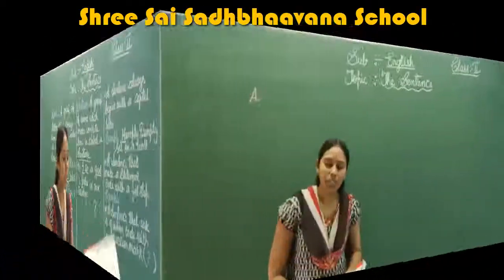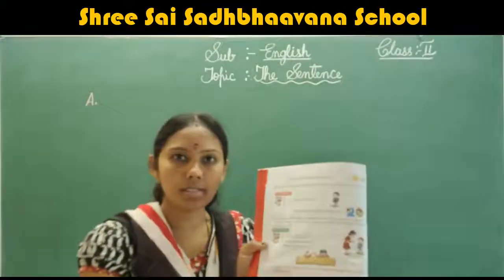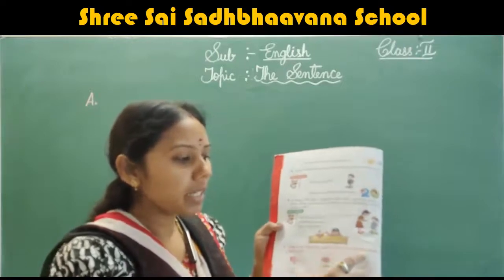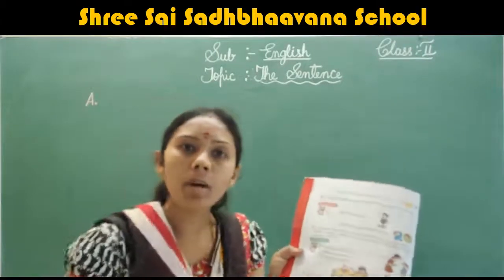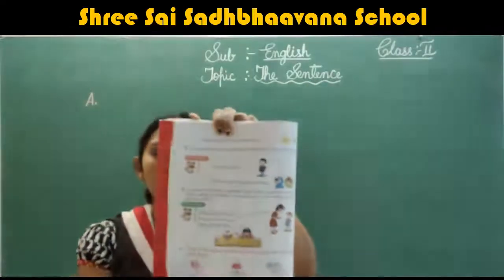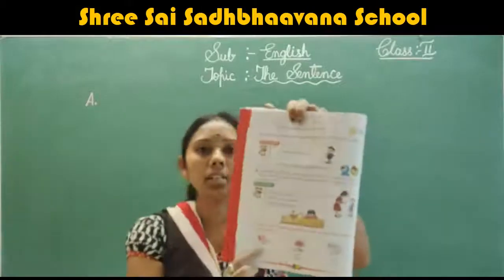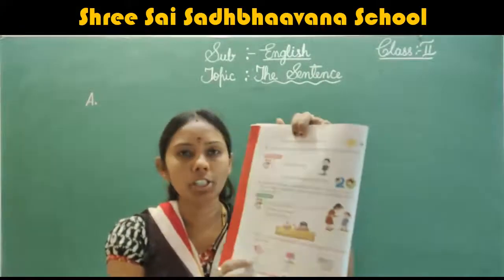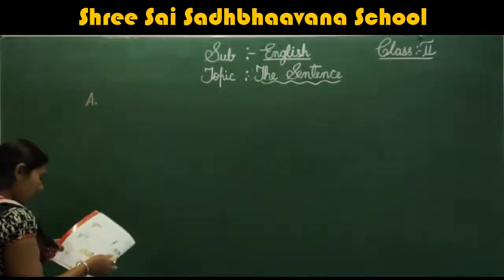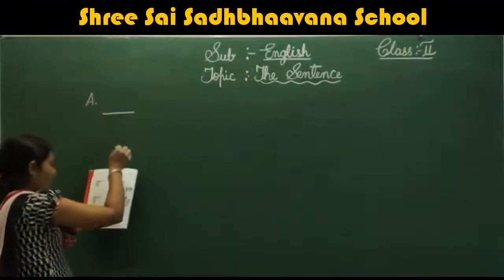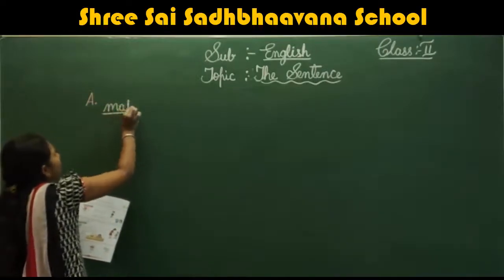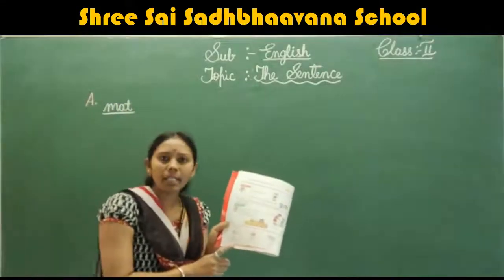Yes, children, we'll move to the textbook exercises now. First, look at the following pictures and rearrange the letters to form words. Can you see the picture here? What is this picture? You have to arrange. The first picture is, what is that? Mat. Write down M-A-T, mat.